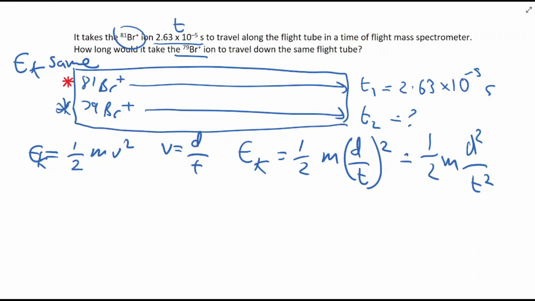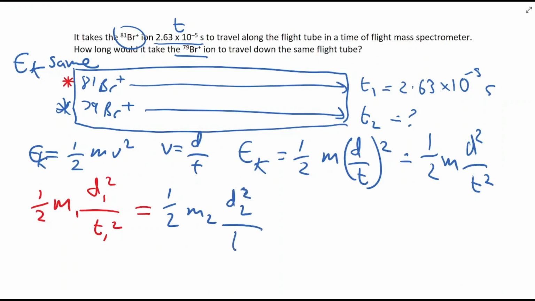So starting off on my red side, I've got half M1, which is the 81 ion, times D1 squared over T1 squared. And I've left it in this format because I'm going to cancel loads of things out. Don't worry. You could express it slightly differently with everything all over the top. That's up to you. And that equals half M2 times D2 squared over T2 squared. And you'll notice there are lots of things here that are going to be constant that we're going to cancel out.